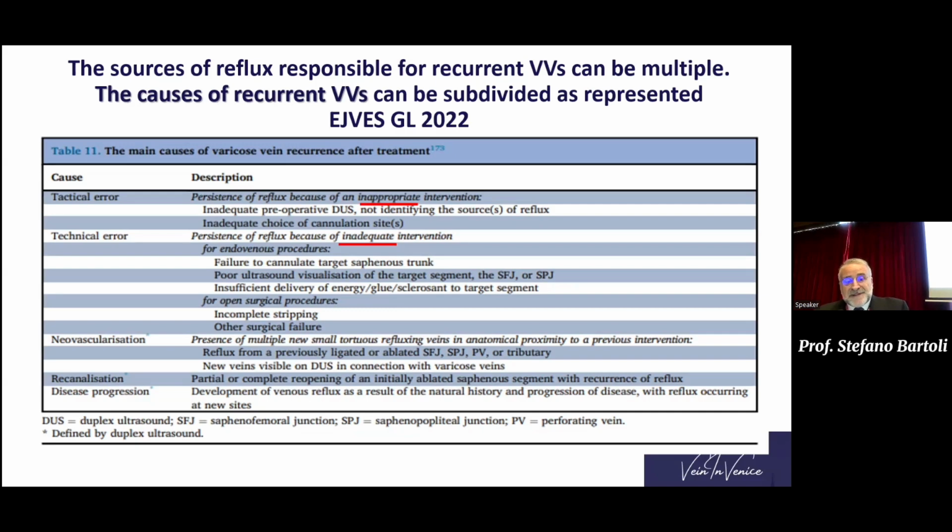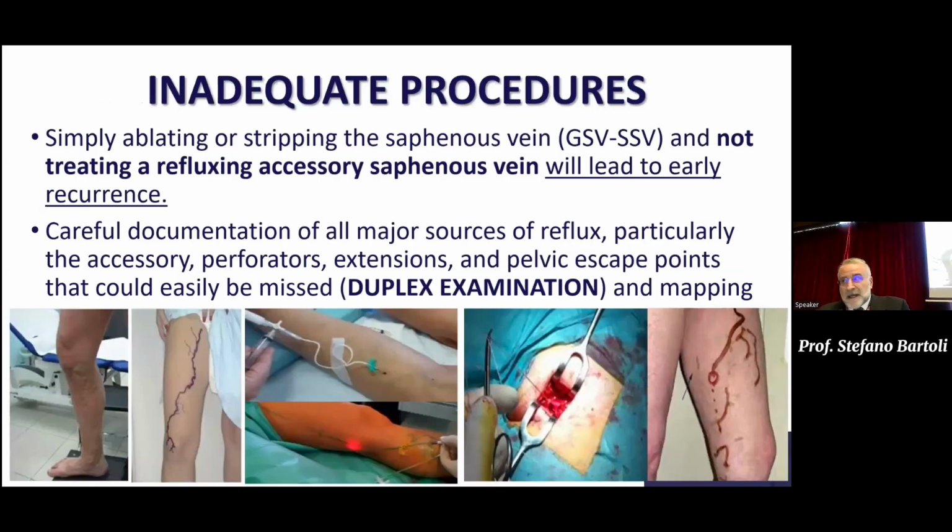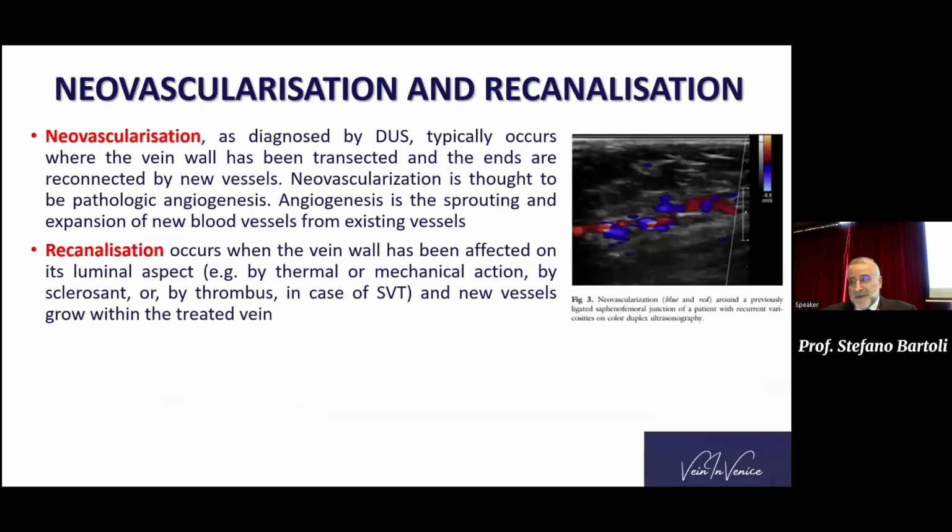Technical error means persistent reflux because of inadequate intervention. And then this other part, to be defined, needs the duplex, and this is something that is not always clear. In fact, simply ablating or stripping the saphenous vein and not treating a refluxing accessory saphenous vein will lead to early recurrence. It's clear. And so the duplex mapping must be done before.